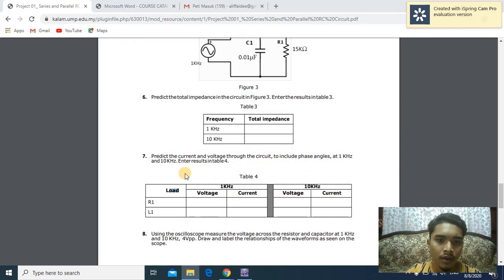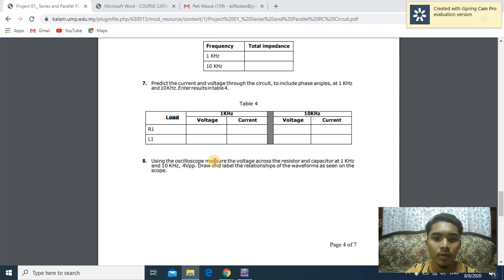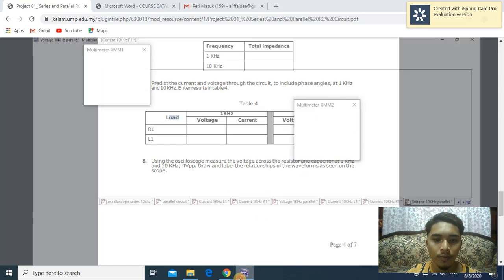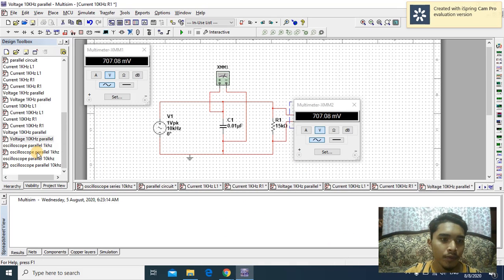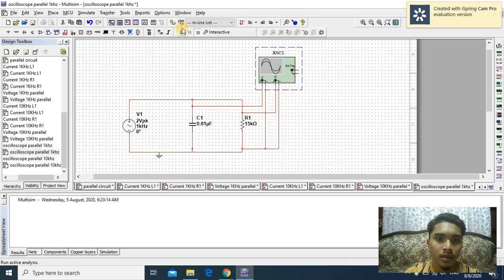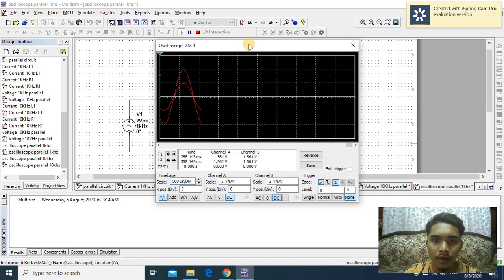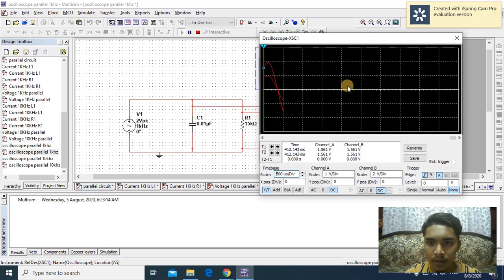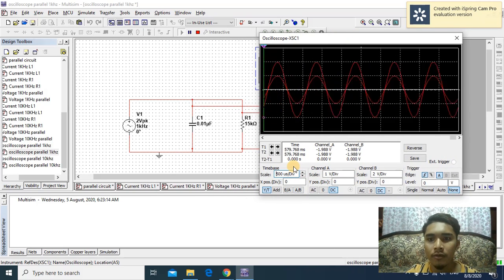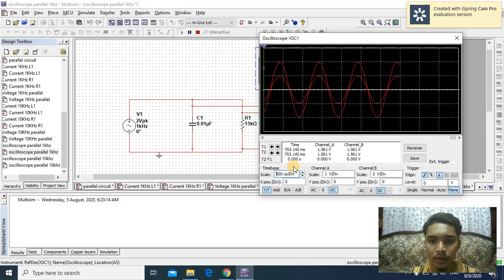Next, by using the oscilloscope, measure the voltage across the resistor and capacitor at 1 kHz and 10 kHz for VPP, and draw and label the relationship of the waveform as seen on the scope. In the parallel circuit, the oscilloscope at 1 kHz, I measure and get the waveform like this. The V peak that I take is 2 volt and the frequency is 1 kHz.